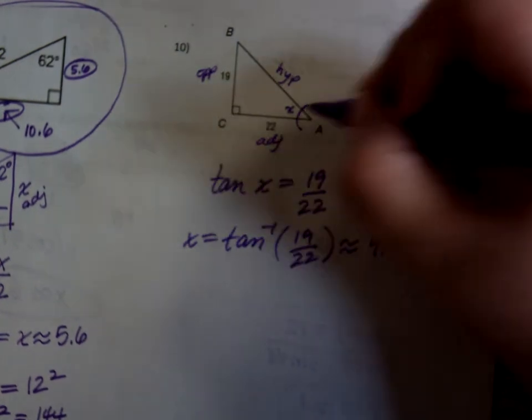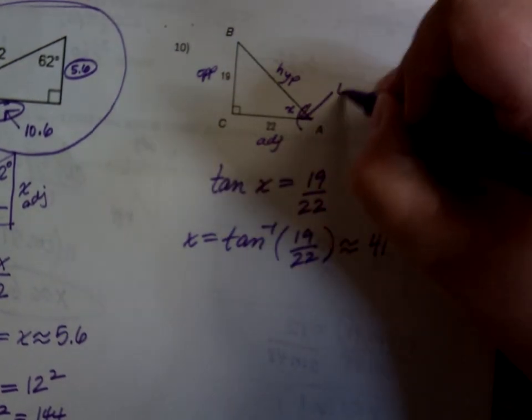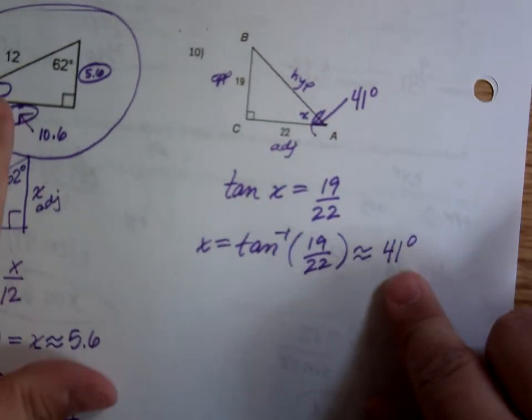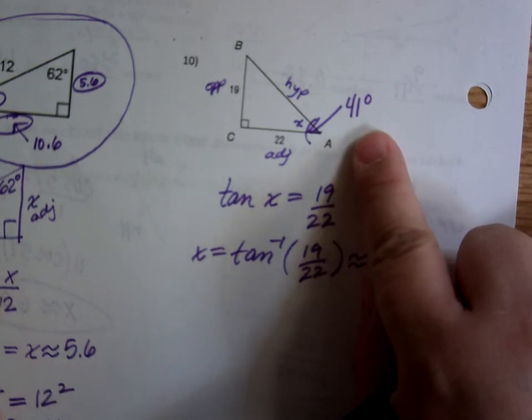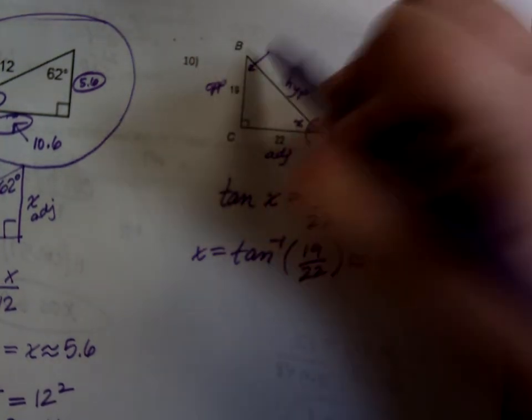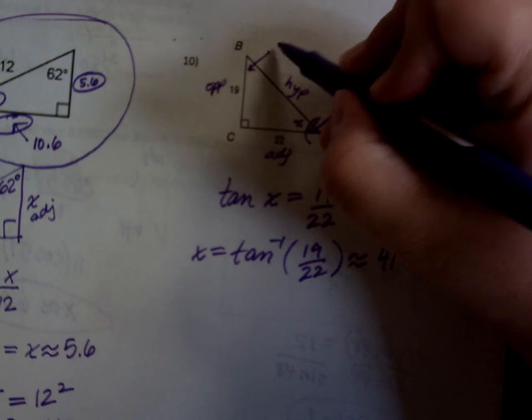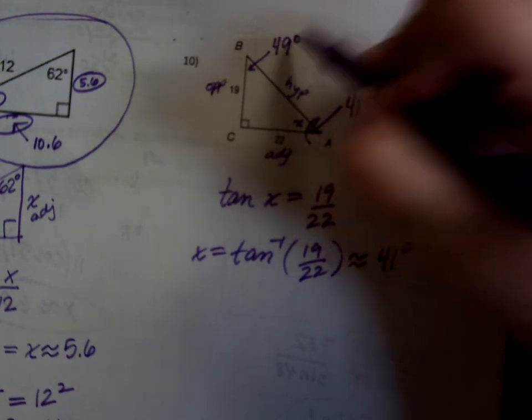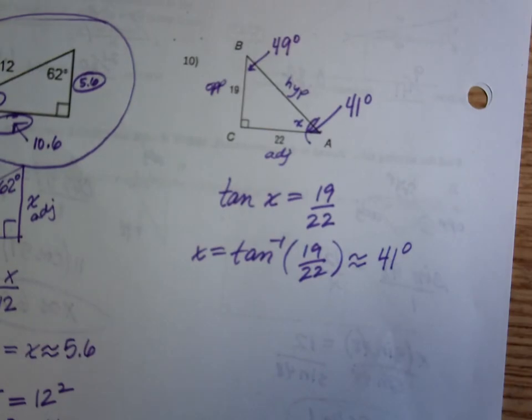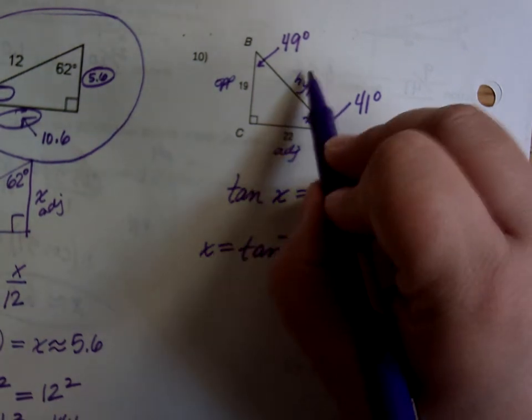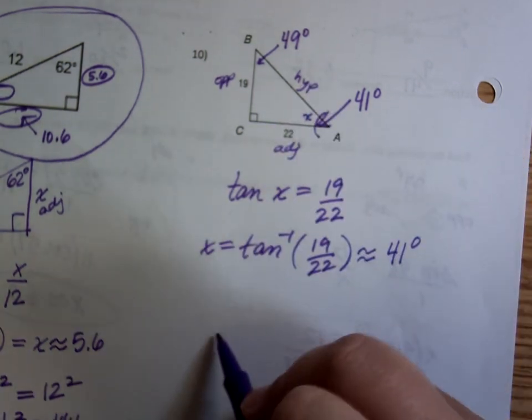So if this angle down here is 41 degrees, just like over here, I can subtract that from 90 to get this angle right here. 90 minus 41 gives me 49. So now I have both angles. The only thing left to find is the missing side, the hypotenuse. So I'm going to do Pythagorean theorem.